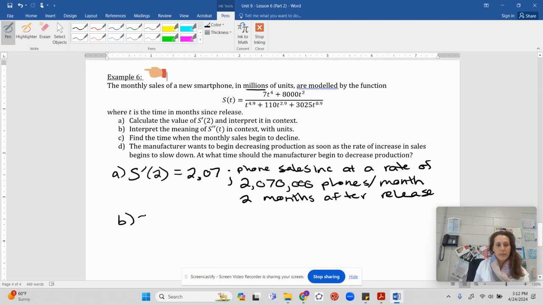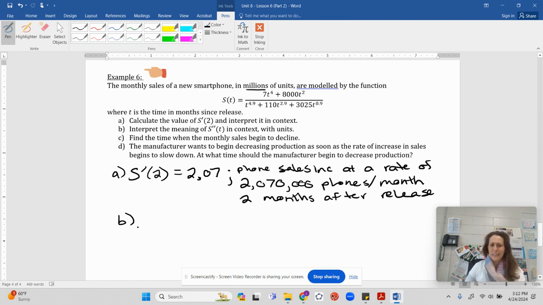B, find the second derivative and explain its meaning. You can graph the second derivative in your calculator. You can graph the first derivative and then graph the second derivative if you want to, and then find the value at 2. Play around. I hope you can figure this out. It just says interpret the meaning of S double prime. I actually don't have the answer written down, so we'll just interpret it for now.